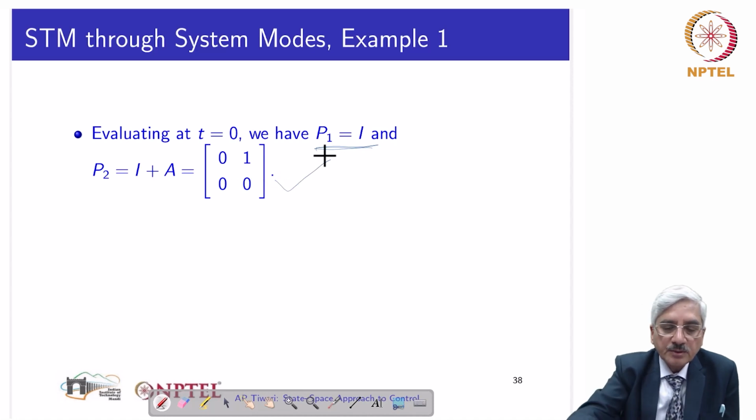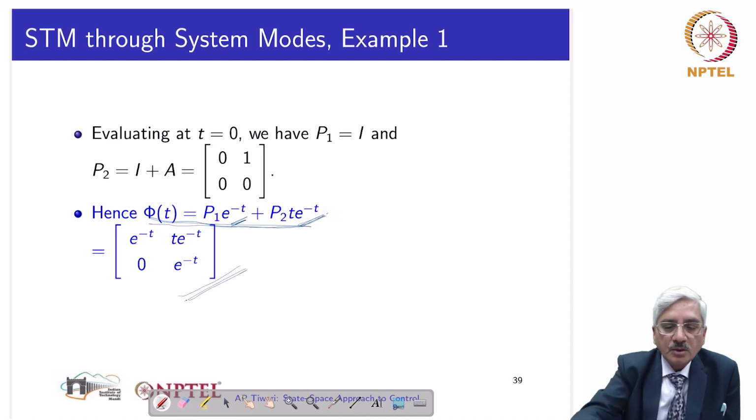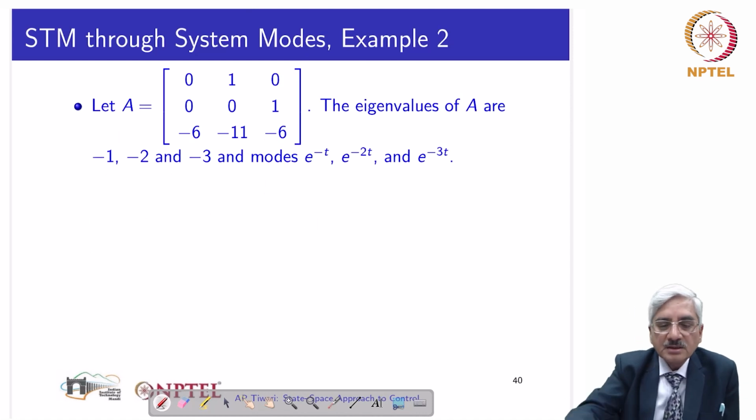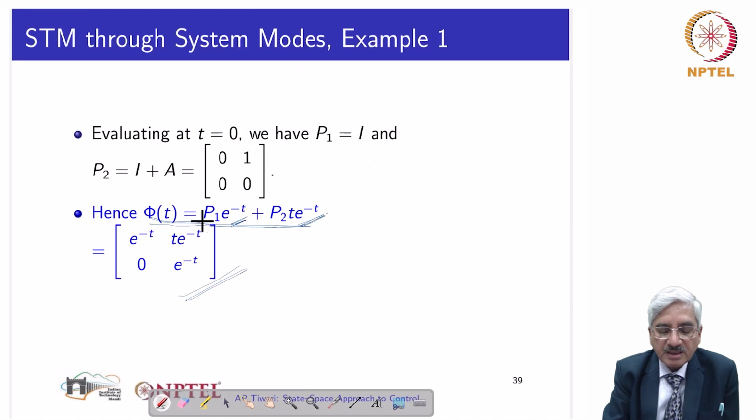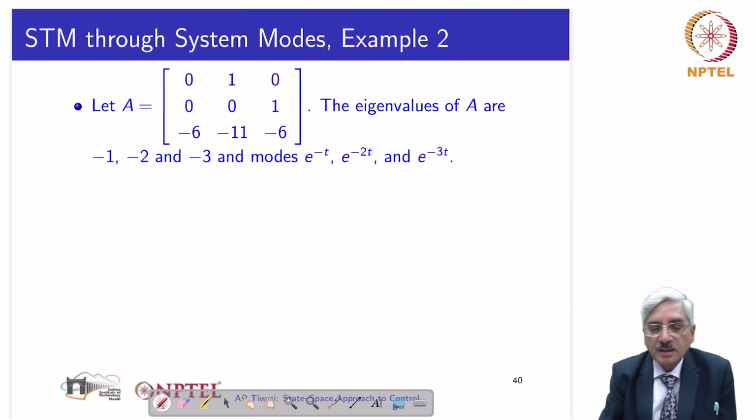So once P1 and P2 are obtained, phi t is obtained: P1 into e power minus t, that is psi 1, and P2 into psi 2, which is t e power minus t. So we get phi t as this. This is similar, meaning that as we solve for a scalar unknown, we are solving for matrix unknowns by setting up an equation in terms of modes. We will see another example.